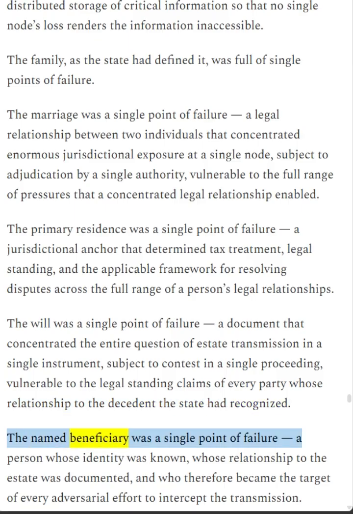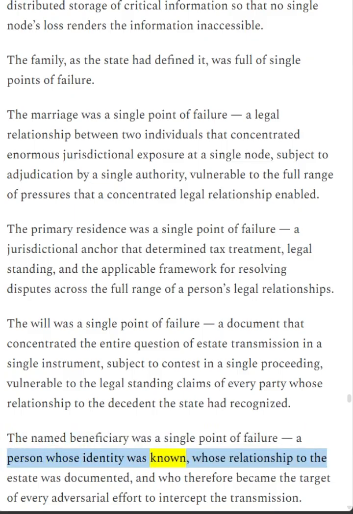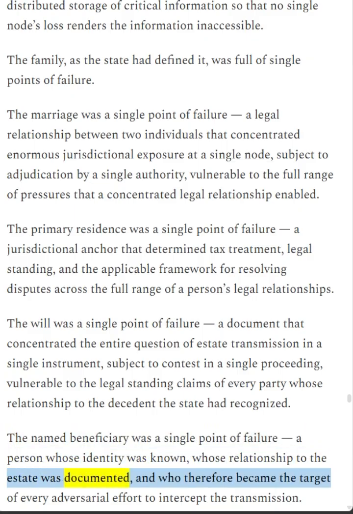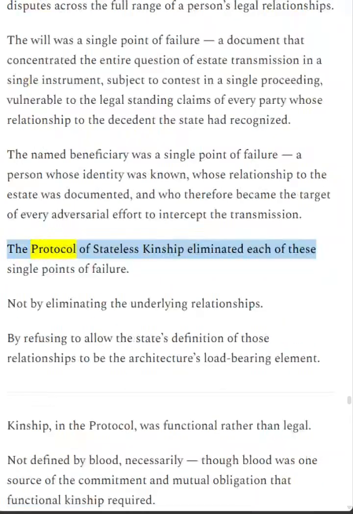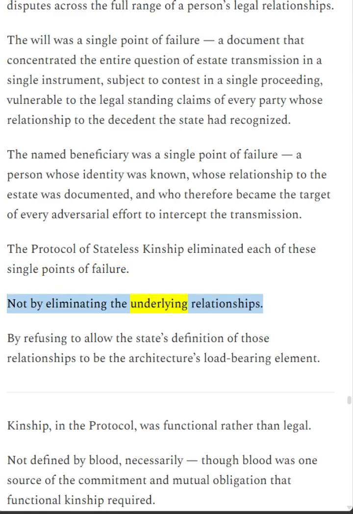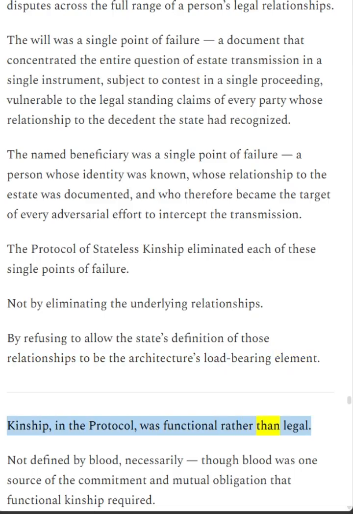The named beneficiary was a single point of failure, a person whose identity was known, whose relationship to the estate was documented, and who therefore became the target of every adversarial effort to intercept the transmission. The protocol of stateless kinship eliminated each of these single points of failure. Not by eliminating the underlying relationships, but by refusing to allow the state's definition of those relationships to be the architecture's load-bearing element. Kinship in the protocol was functional rather than legal.